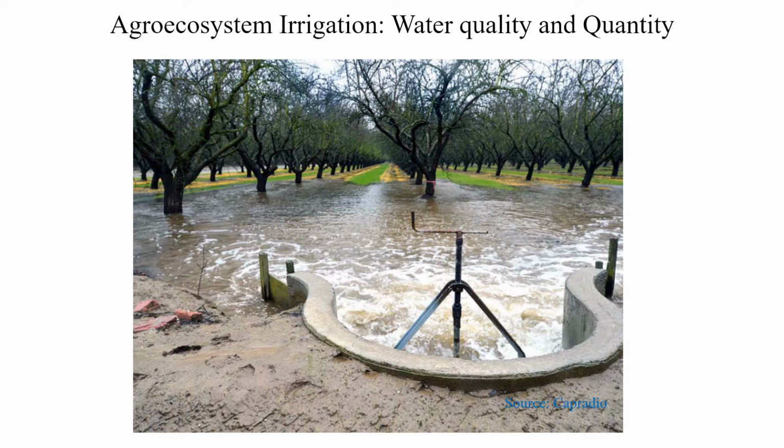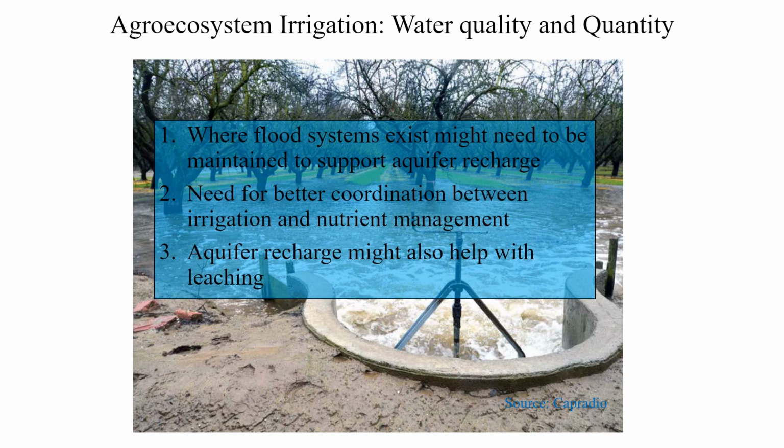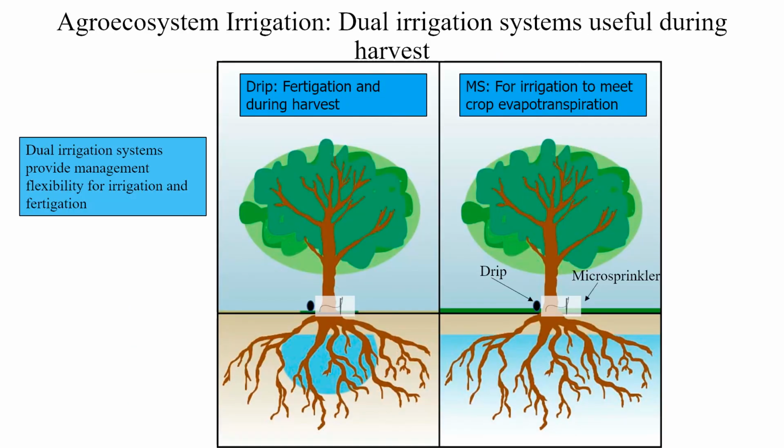Another thing is at some point we'll get a flood. So in some areas where these flood waters are available, it will be nice to design systems that allow the flexibility to do managed aquifer recharge. Okay? And this has to be coordinated very well with in-season management to minimize mobilization of nutrients and other agrochemicals. Again, designers need to be thinking about all these complex interactions.